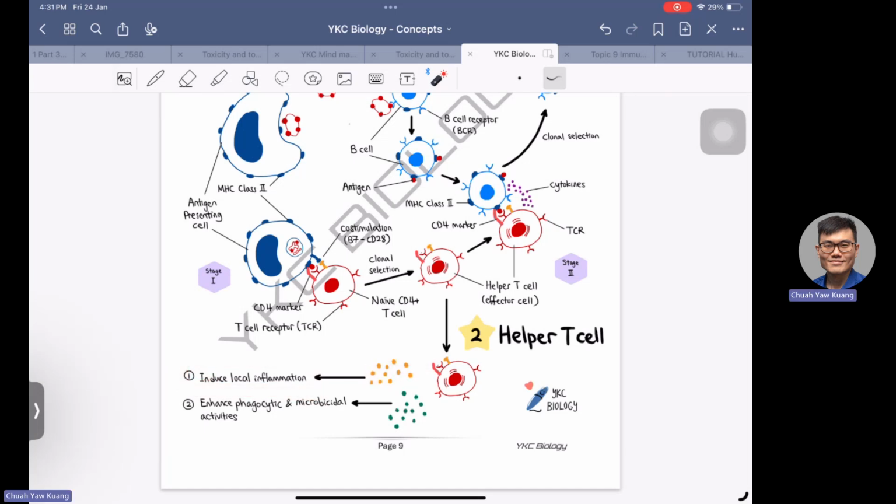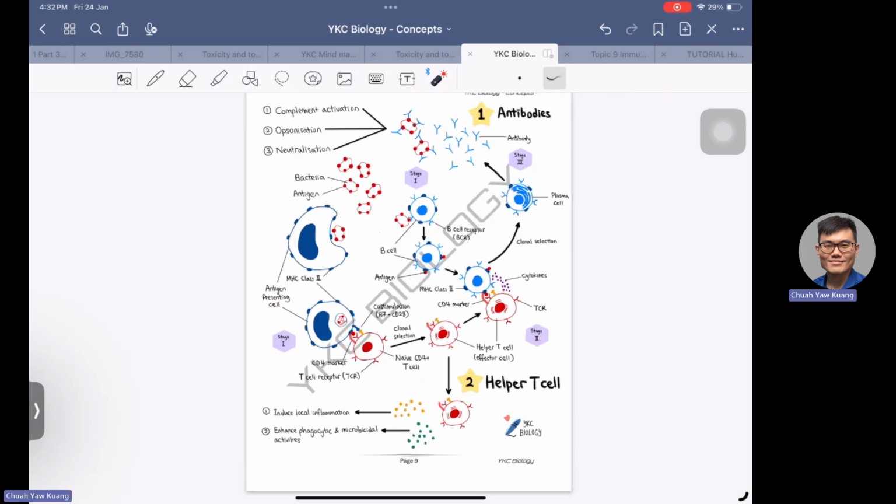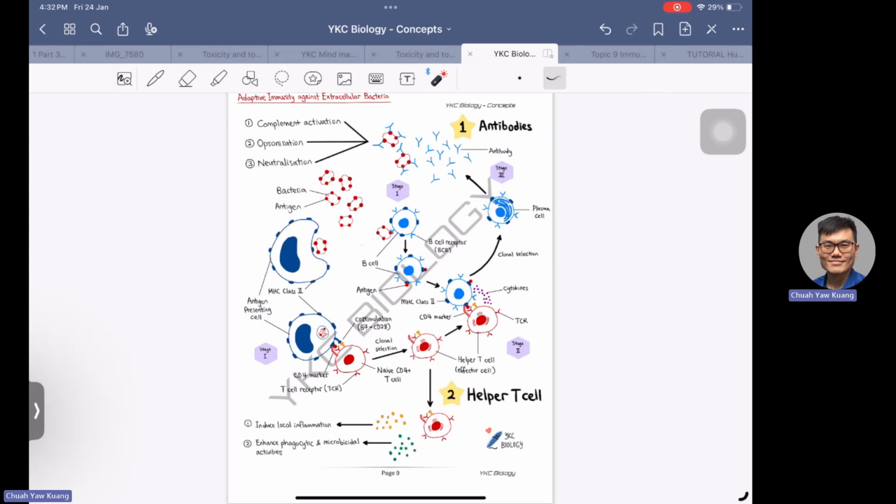At the same time, the helper T cell can also release the cytokine in order to enhance the phagocytic activities. So meaning that this cytokine will basically make these macrophage or monocyte or neutrophil or this phagocyte to be activated, and then they will actually do the phagocytosis more effectively. So with that, this is basically how the two mechanisms of the adaptive immunity work against the extracellular bacteria.